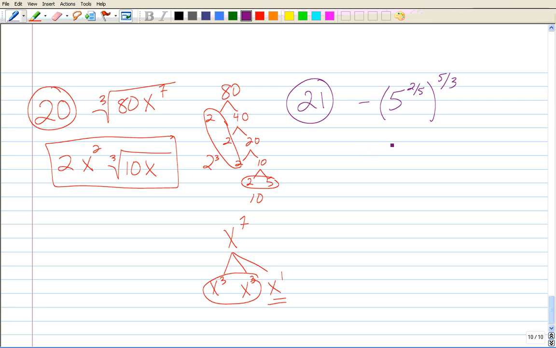Okay, number 21, negative 5 to the 2/5 raised to the 5/3. These exponents, we are wanting to multiply them, and they will partially cancel each other out a little bit. The 5 in the numerator will cancel with the 5 in the denominator, but we'll still be left with the 2/3. And that's actually your answer right there.